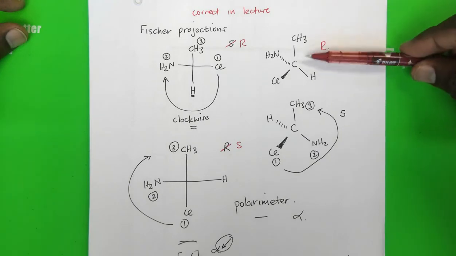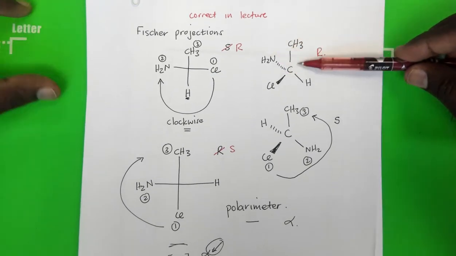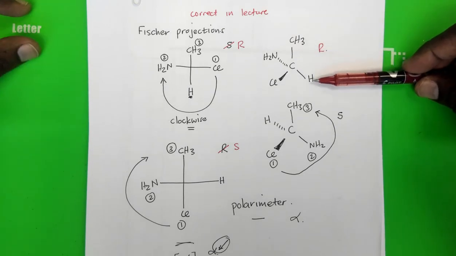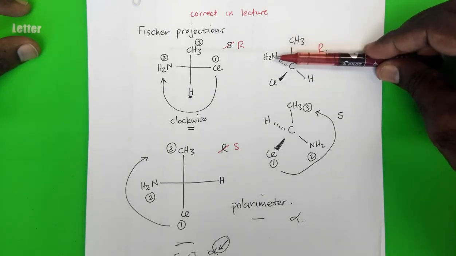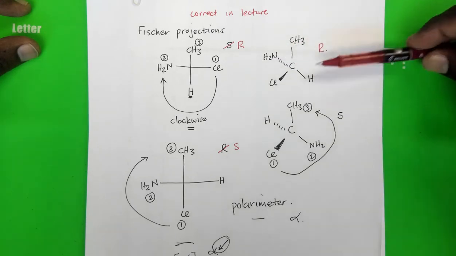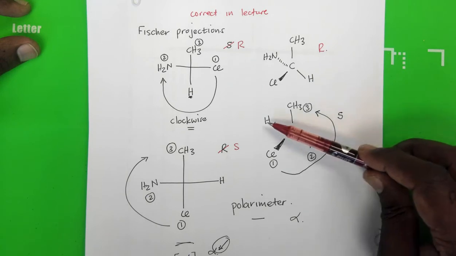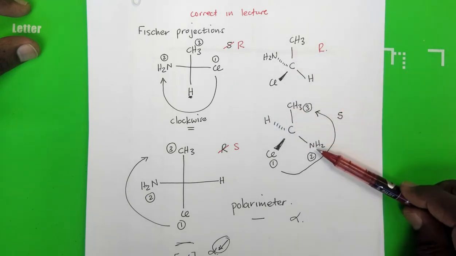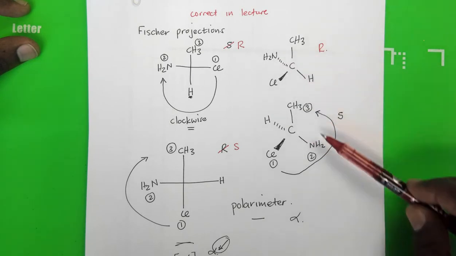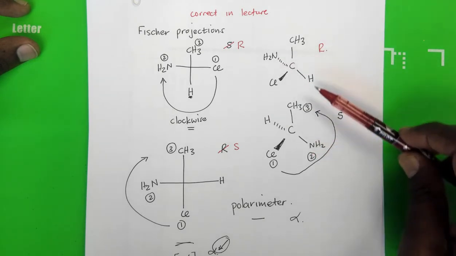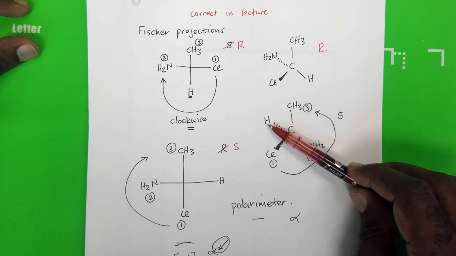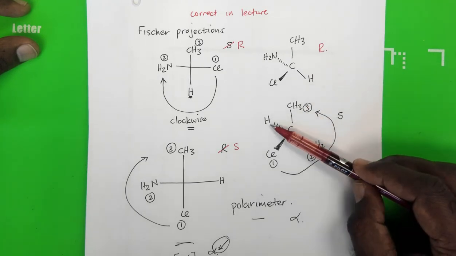Then I try to name this perspective formula, but I realized that the lowest priority group is not pointing away from me, so I decide to swap these two groups around. And that's what I do here. The hydrogen is swapped and the NH2 is swapped for that. You can see now that the NH2 is in the plane of the paper and the hydrogen is pointing away from me.